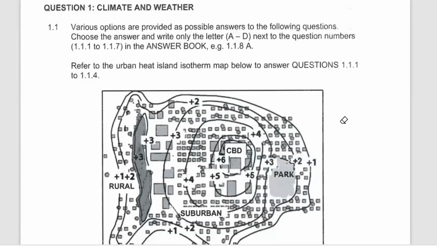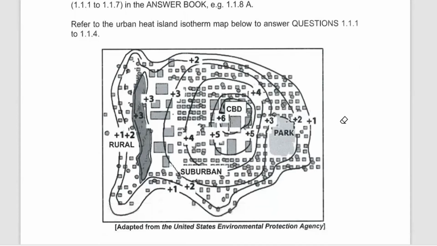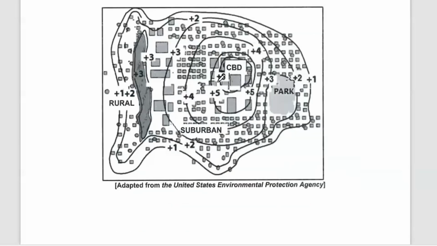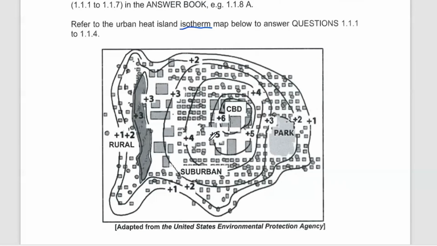There is an urban heat island isotherm map below. The isotherm maps we are referring to are maps that show the distribution of temperature in a given place. And isotherms are these lines that we see on the map. These lines join places of the same temperature, which we call isotherms. So going to our questions, we want to use this illustration to answer them.